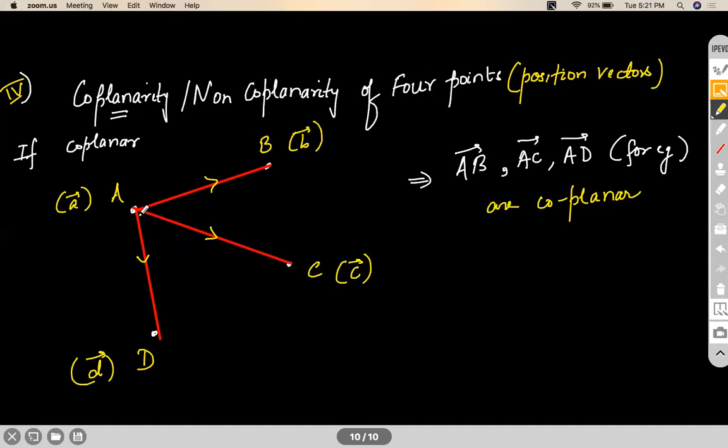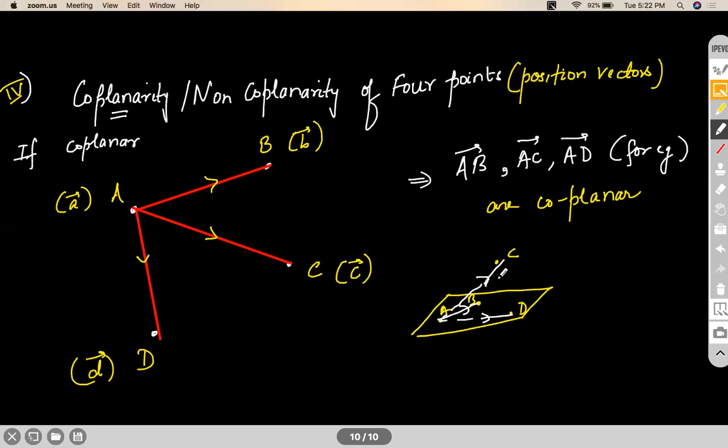Are you getting my point? Let us say C was not in the plane of ABD. Let's say it was slightly higher. Correct. So let's say the situation was like this. A was here, B was here, D was here, but C was slightly higher over here. Then you'll automatically realize that AB, AC, and AD will not be in the same plane. Right? So automatically they will become non-coplanar if A, B, C, D were not coplanar, or any one of them was not coplanar to the other.